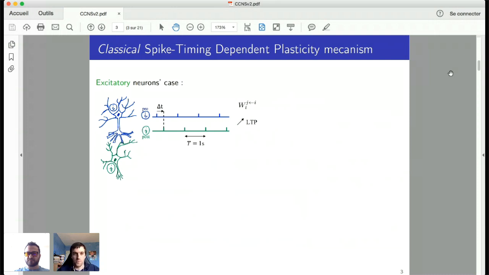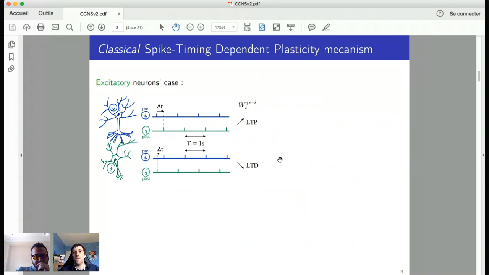First, I will give some detail on the spike timing dependent plasticity mechanism. I think a lot of you know it, so I will go quickly. Basically, when the spikes of neuron I repeatedly cause the spike of a neuron J, the weight between neuron I and neuron J will have a tendency to increase. That's what we call LTP, for long-term potentiation. And in the other case, we have a possible decrease of this weight between the neurons, which is called LTD, for long-term depression.